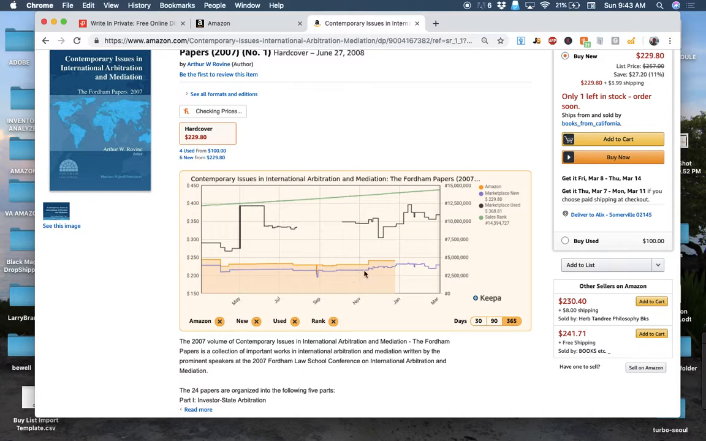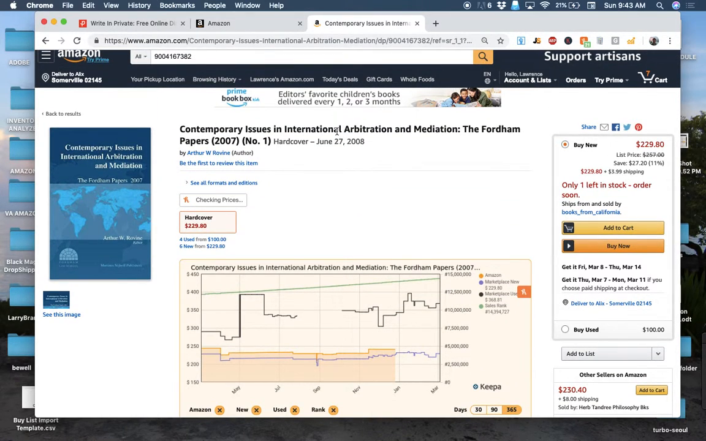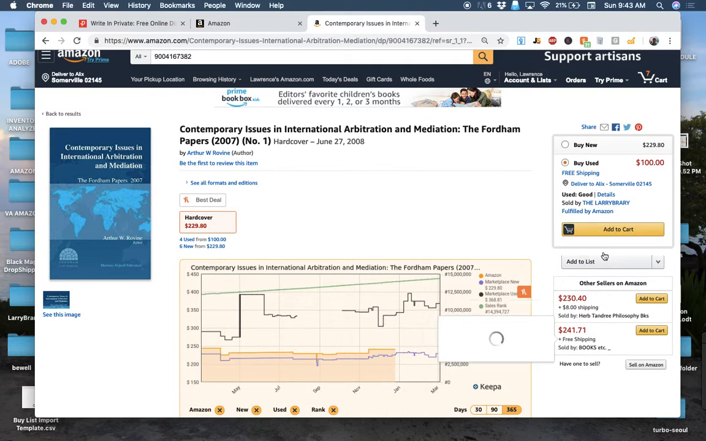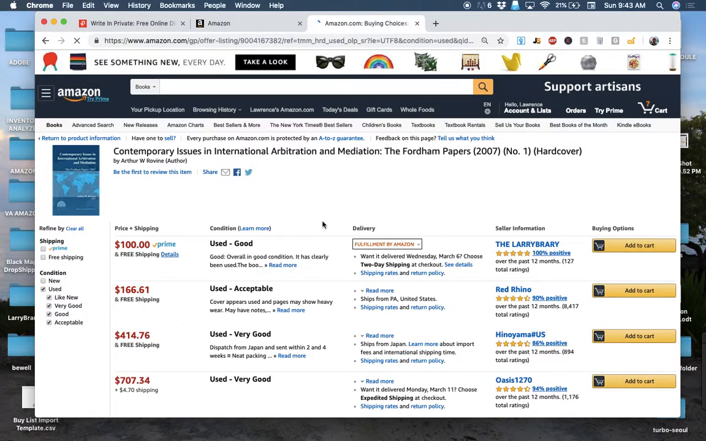You can see this book just never sells. It's a really high ranked book, but when it sells, it sells for a lot. You can see that's probably me right there, the Larry Brary. So I mean, $100 is probably good, but we want to get the best price.